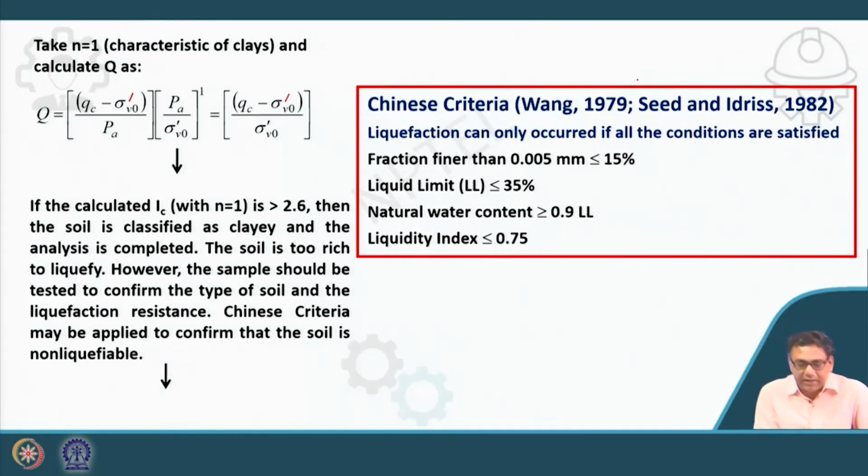So if you find that your IC value is greater than 2.6, then it is clay. Then you test it and confirm it is clay, and also test it and confirm the liquefaction will not occur, or you can use the Chinese criteria to confirm that the liquefaction will not occur. Clear? So if it is clay, we are assuming the soil is too rich with clay to liquefy.